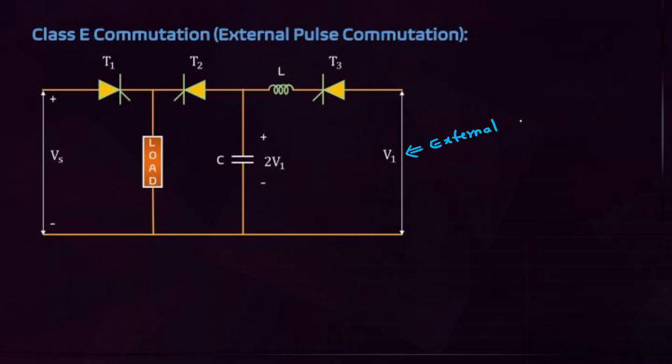This we are using external supply. In class D commutation, we are using class E commutation, external pulse commutation, external supply. And in this commutation, the capacitor is charged to a voltage of 2V1, if this external supply is V1.